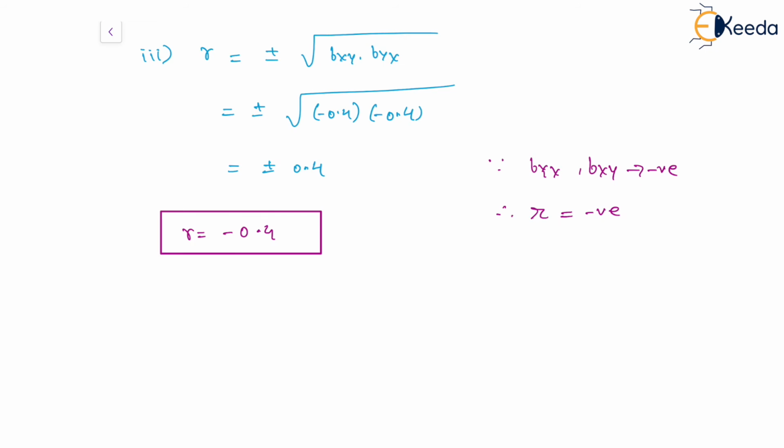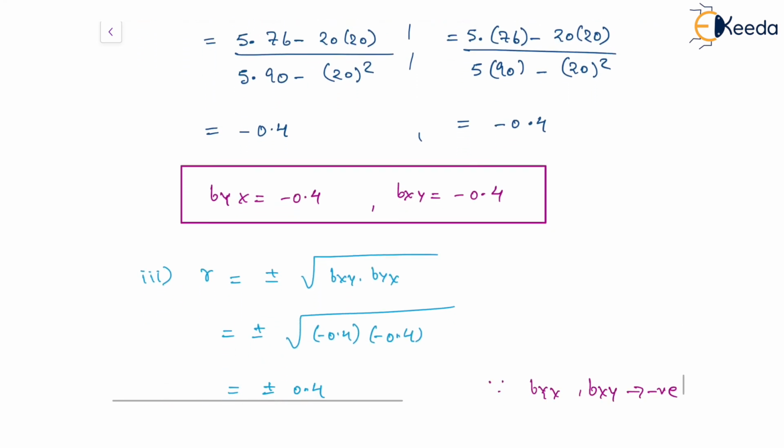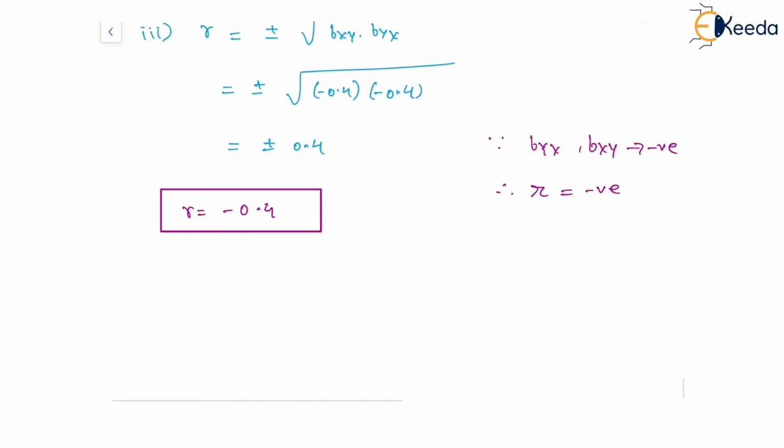So we have found all the values: the covariance, which is equal to negative 0.8, the byx, which is negative 0.4, the bxy, which is negative 0.4, and at last the correlation coefficient, which is also negative 0.4. So these are the values we were looking for in this question, and we are done with this. Thank you.